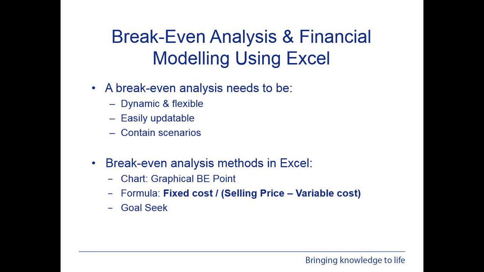The second way is using a formula, and the formula we use is to look at the difference between the selling price and the variable cost, which will give us our contribution, and see how many times we need to sell those in order to cover the fixed cost. So that formula is the fixed cost divided by the selling price less the variable cost. So we can do that using a very simple Excel formula. And the last method is using a goal seek. That's just a little tool in Excel, so I'll show you how to use that as well.